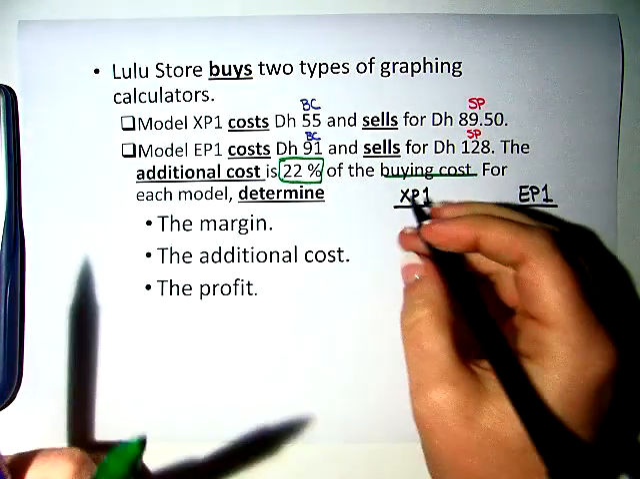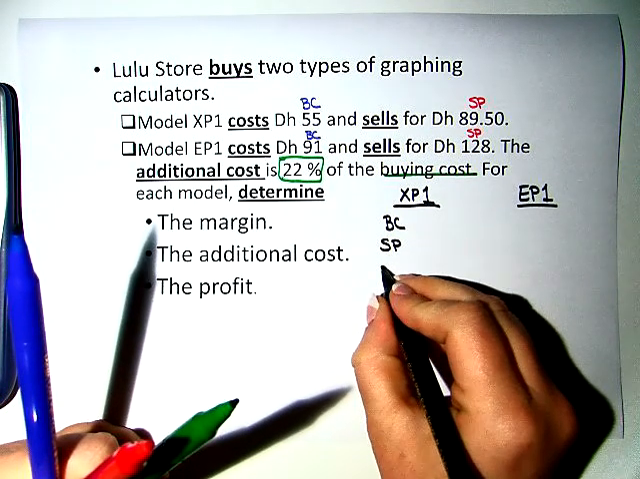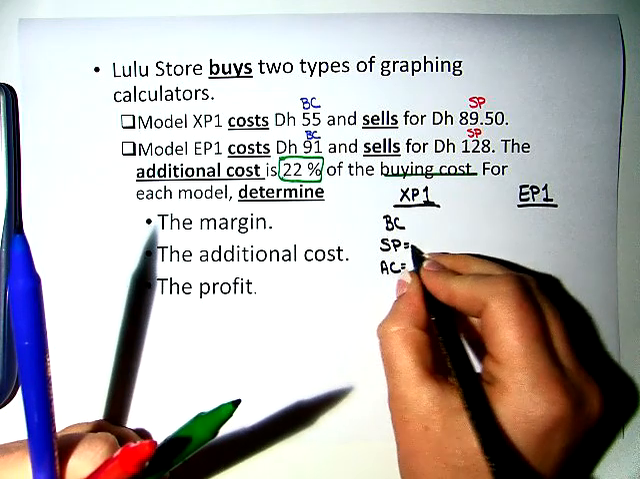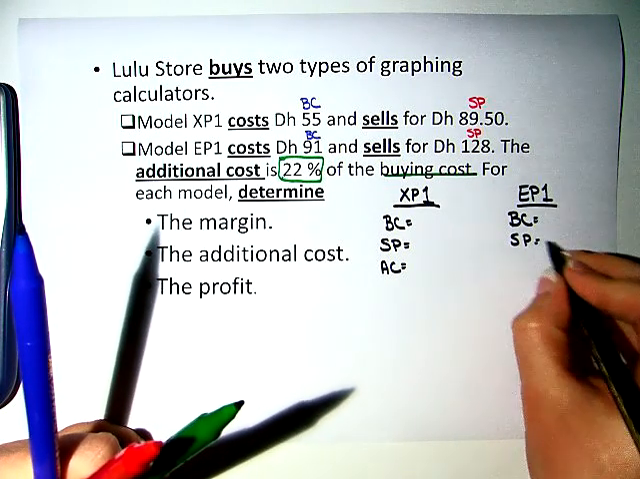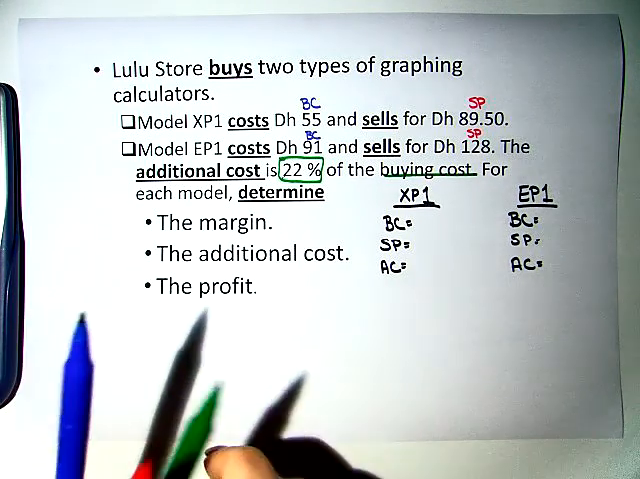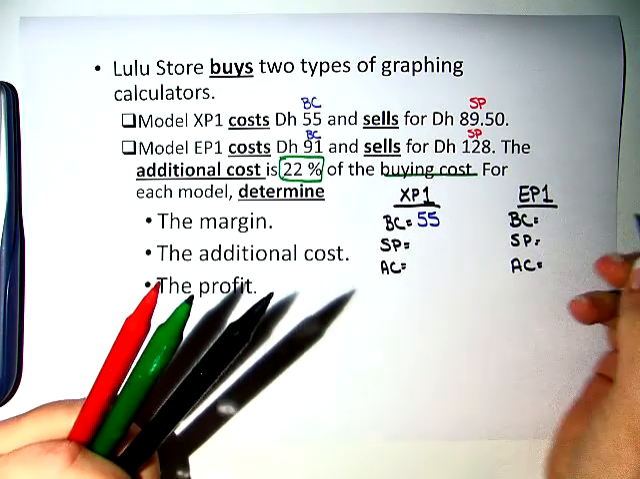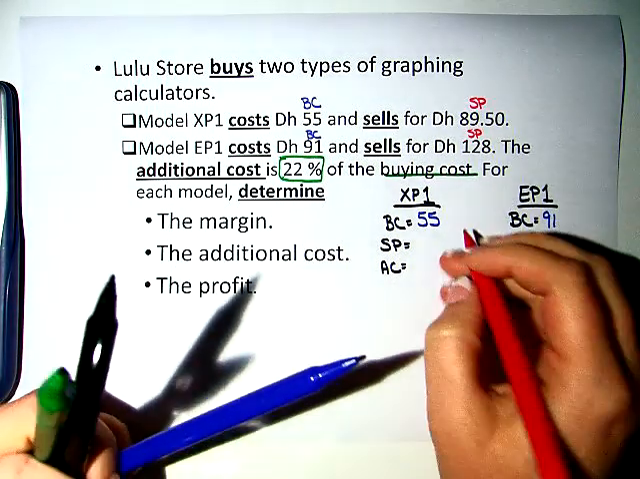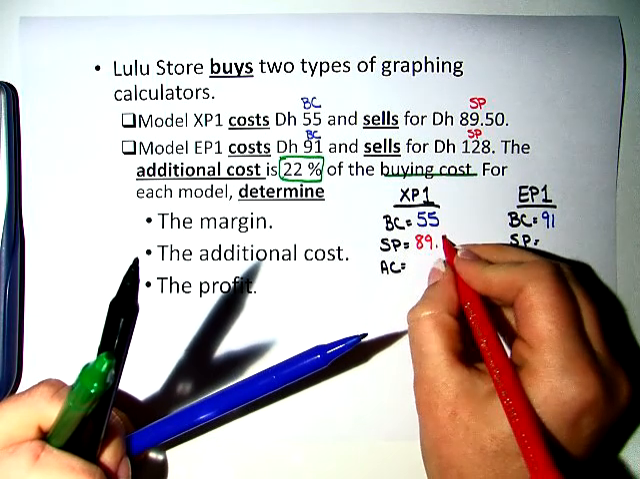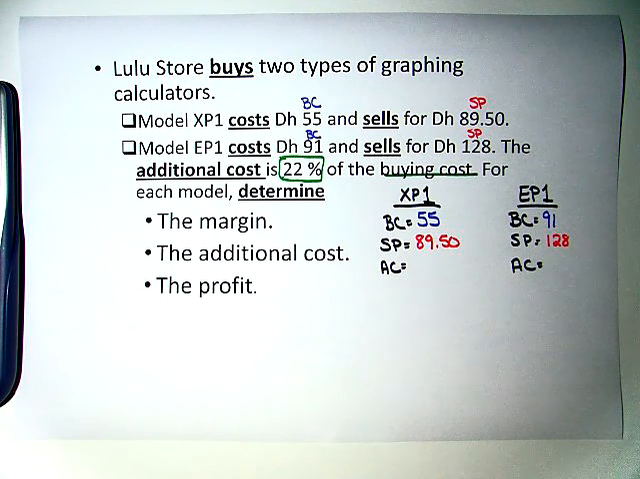Now, 22% of the buying cost. Okay, so let's write down what we need. We need buying cost, we need selling price, we need additional cost. EP1, buying cost, selling price, additional cost. Okay, so the buying cost was easy. For XP1, it was 55. For EP1, it was 91. The selling price, also given to us. Selling price here was 89.50, and here was 128. Now, the additional cost is a little bit more complicated. It's 22% of the buying cost.